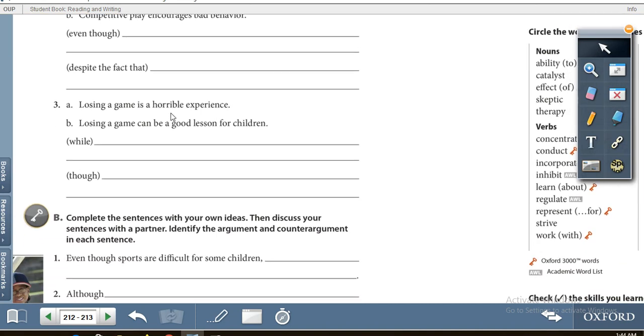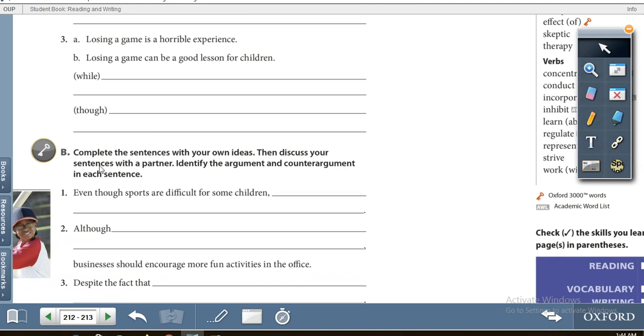Losing a game is a horrible experience. Losing a game can be a good lesson for children. While losing a game is a horrible experience, it can be a good lesson for children. So the concession with though is the same case here. Complete the sentence with your own ideas, then discuss your sentence with a partner. Identify the argument and counter argument.